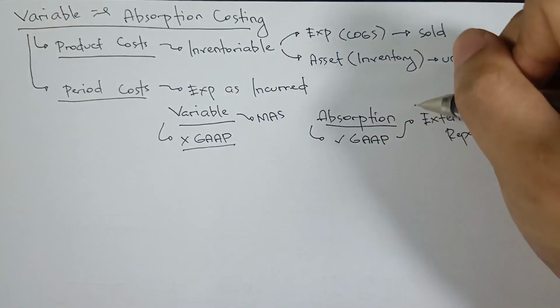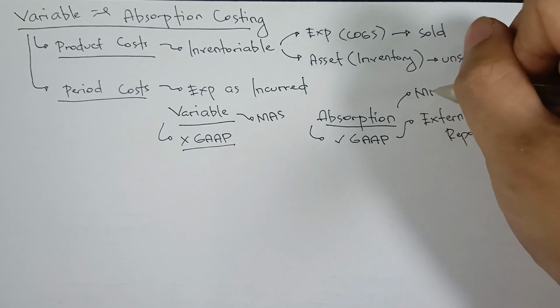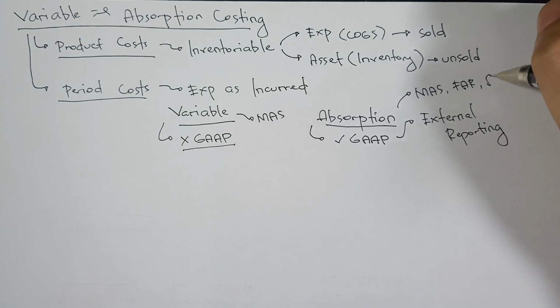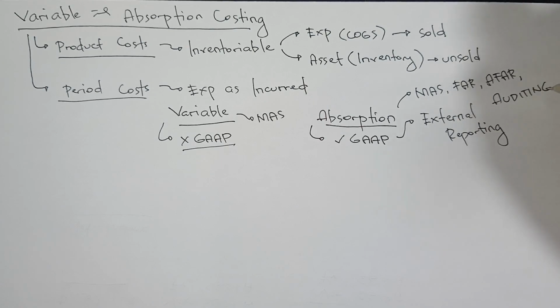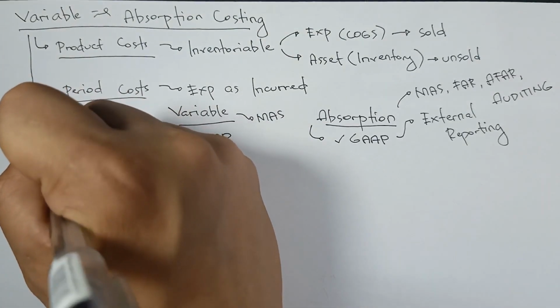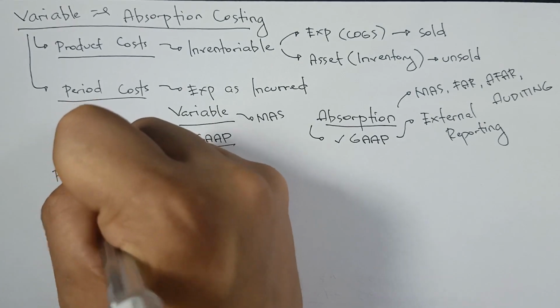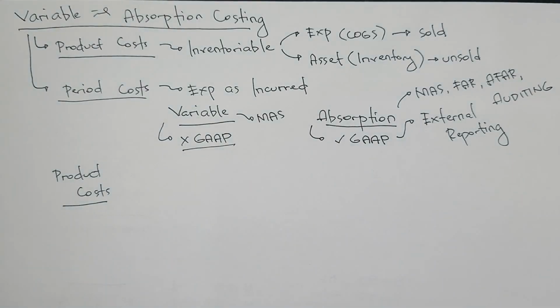Ibig sabihin, itong absorption costing pwede mo makita sa MAS, pwede mo makita sa FAR, saan pa? Sa AFAR, and sa auditing. Pero, si variable costing, sa MAS mo lang yan makikita. Very good. Next, pag-usapan natin yung product cost and period cost nila. Starting with the variable costing.